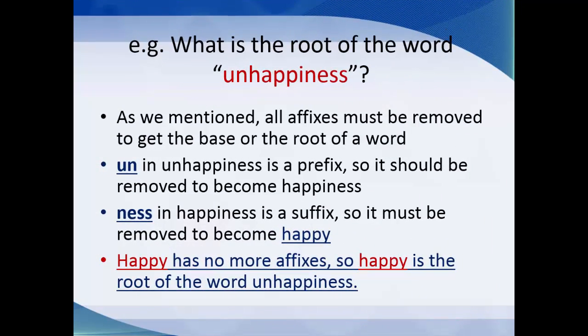Let's have an example. For example, what is the root of the word unhappiness? As we mentioned above, all affixes must be removed to get the base form or the root of the word. The prefix "un" in unhappiness is a prefix, so it should be removed to become happiness. "Ness" in happiness is a suffix, so it must be removed to become happy. Happy has no more affixes, no more prefixes, no more suffixes, so happy is the root of the word unhappiness.